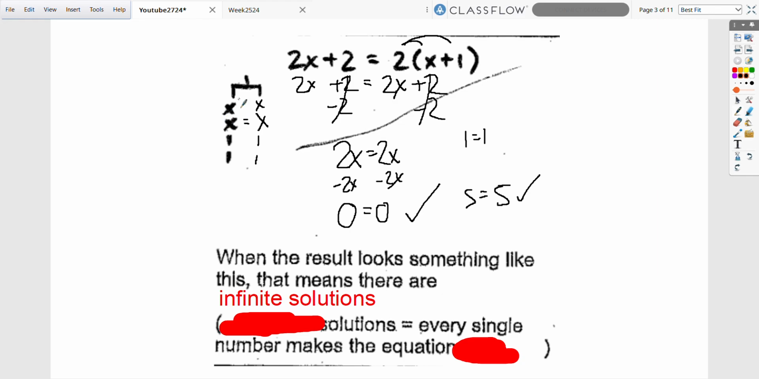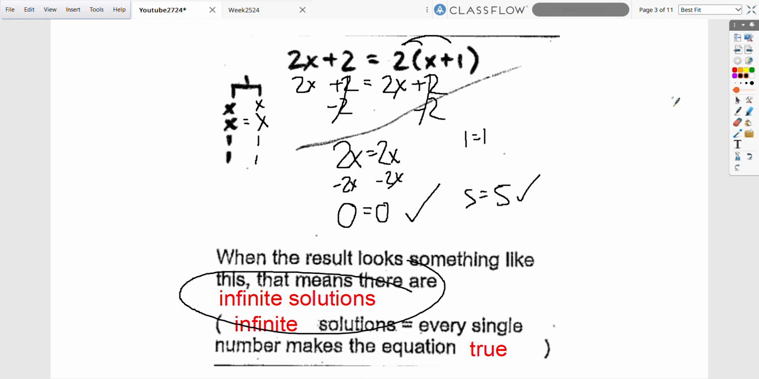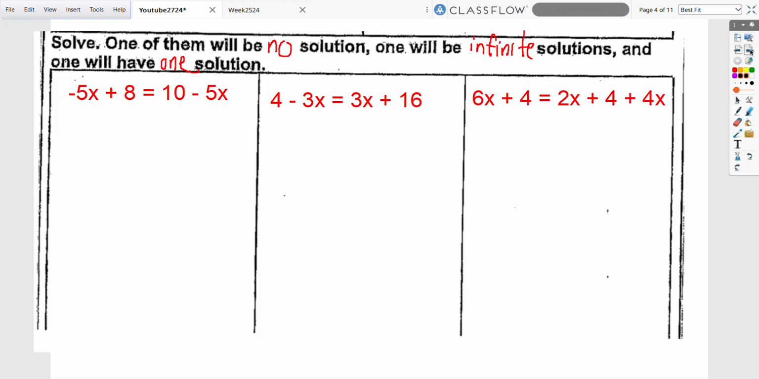And it kind of makes sense, right? Because let's say each x was 2, 2, 2, and then plus these 2. Then we have 2, 2, plus these 2. So it doesn't matter what you have for x, it's the same amount on both sides. That means every number is an answer, right? So we have infinite solutions. So that means that your answer is infinite answers. All numbers. Every number is true. Everyone's special. Yay. So now let's do some practice problems.